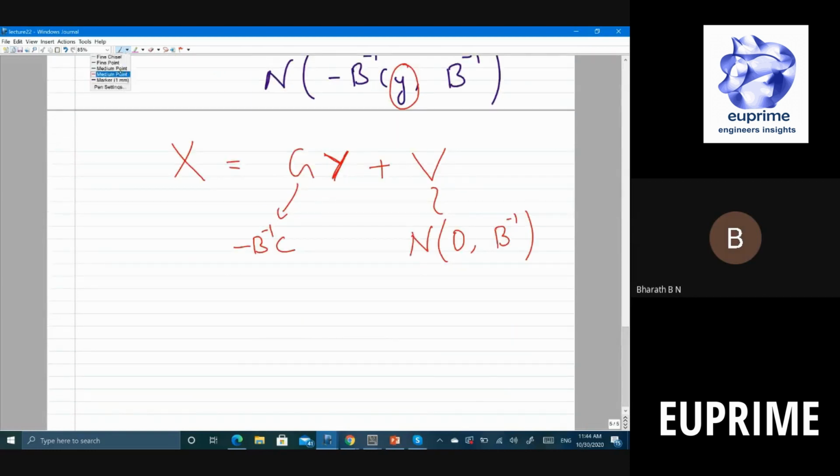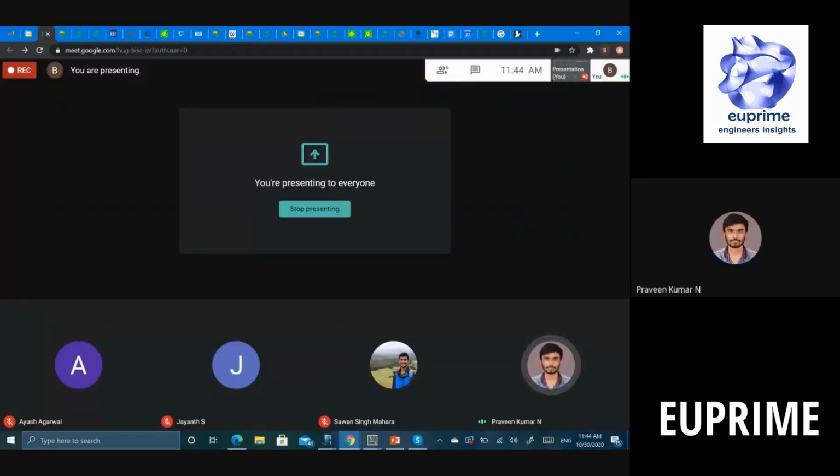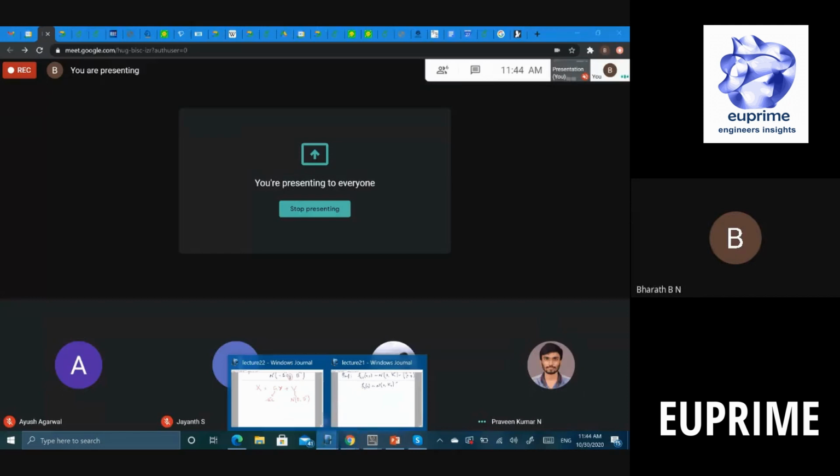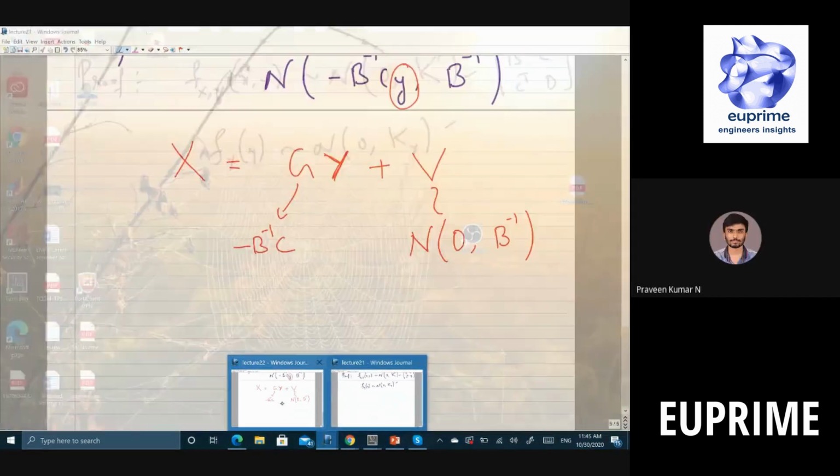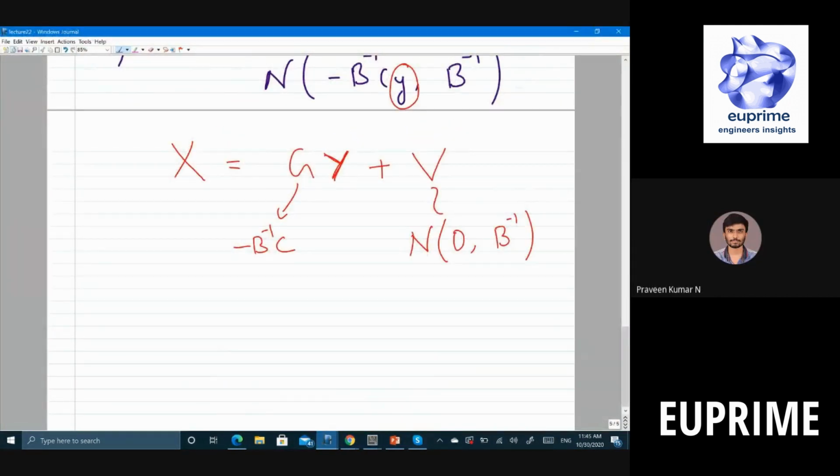Any questions? Are you guys there? Yes, sir. Okay. Sir, here the covariance of G is I, right? No, G is a matrix. It's a constant, G equal to this. V is Gaussian. Think of it as a noise.